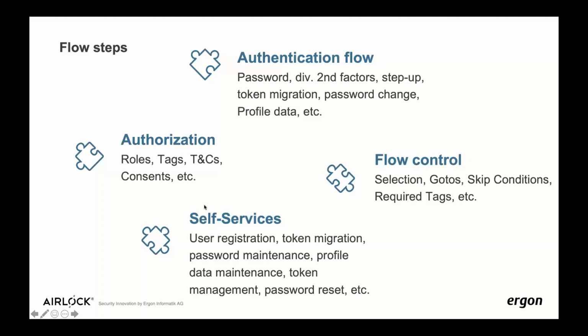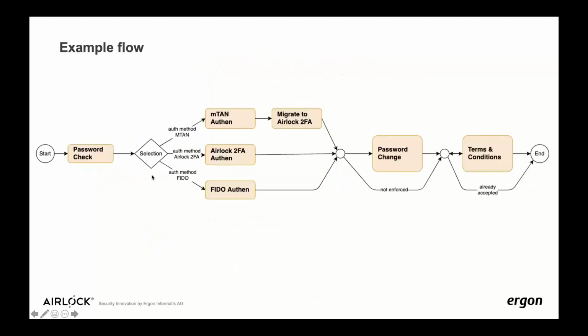for the end user. And we have so-called authorization steps, which help you to get the whole permission, like roles. You can give or take away certain tags, and you can show the terms and conditions to the user, or even get certain consents from him directly within a flow. With all these steps together, we can build flows. Here you see an example flow.